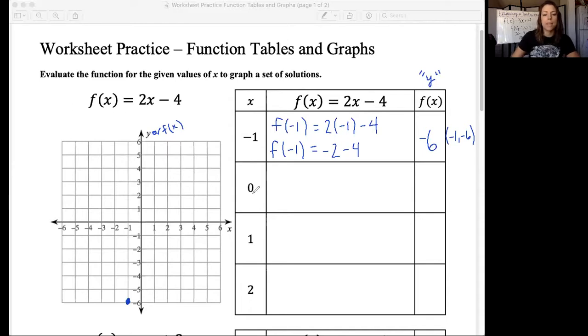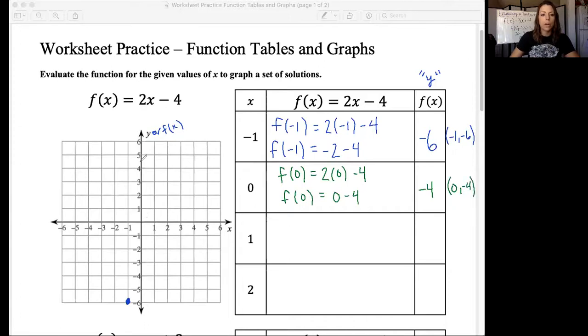Okay, now we're going to do the same thing for an input of 0. So let me grab a different color here. So here we go. Now we're finding f of 0. So we're plugging in 2 times 0 minus 4. So f of 0 would be 2 times 0 is 0 minus 4, and 0 minus 4 is -4. So when we inputted 0, our output was -4.